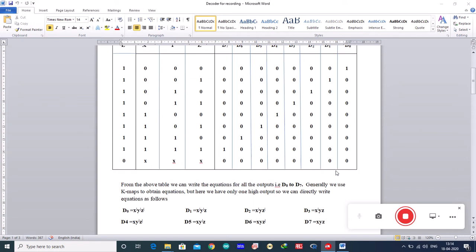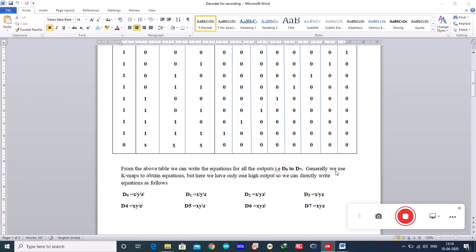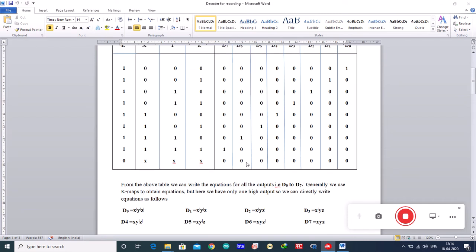Now from the above table, if we have a truth table, you can write the equations. So from the above table we'll write the equations for all the outputs, that is from D0 to D7. Equation for D0, equation for D1, equation for D2 and so on. Generally we know we'll be using K-maps to obtain any equation. But here, as we have only one output as high, we can directly write the equations for D0, D1, D2 and so on.